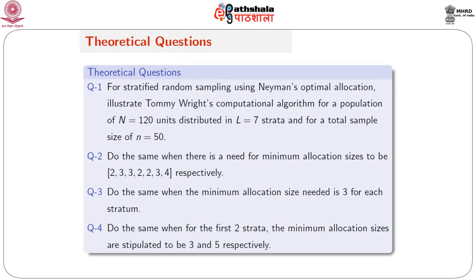Okay, what is the next one? Question 4. Do the same when for the first 2 strata, the minimum allocation sizes are stipulated to be 3 and 5 respectively. Very good.